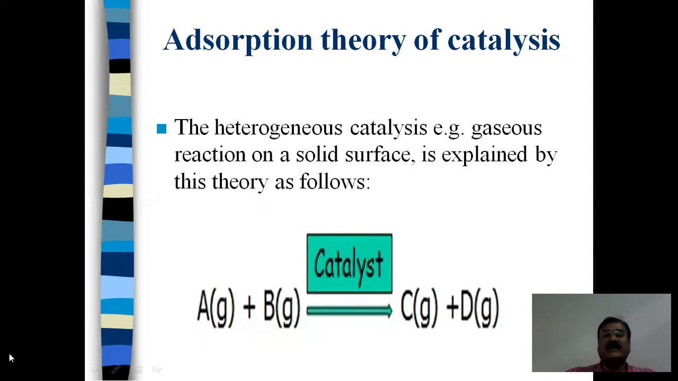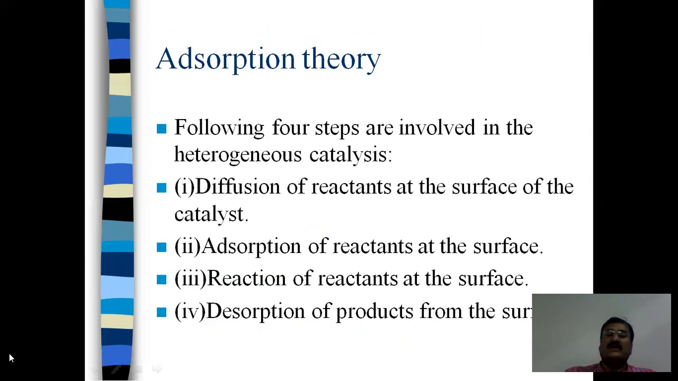The second one is the adsorption theory of catalysis. The heterogeneous catalysis example, a gaseous reaction on a solid surface, is explained by this theory as follows. Both reactants are in the gaseous phase, whereas the catalyst is in the solid state. These react and give C plus D in the gaseous state. Following are the 4 steps involved in heterogeneous catalysis: diffusion of reactant to the surface of the catalyst, adsorption of reactant at the surface, reaction of reactant at the surface, and desorption of product from the surface.